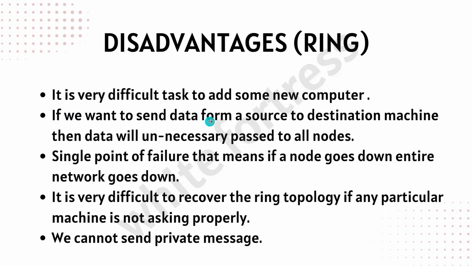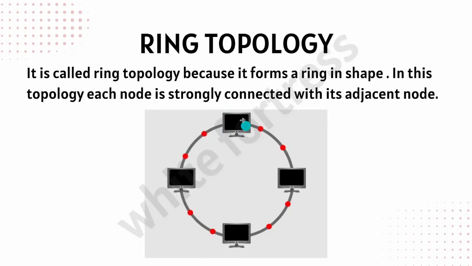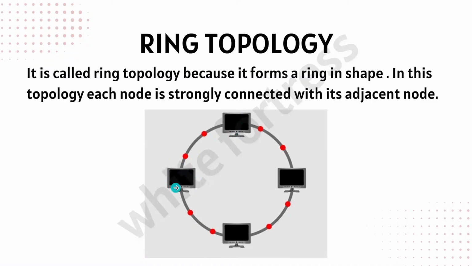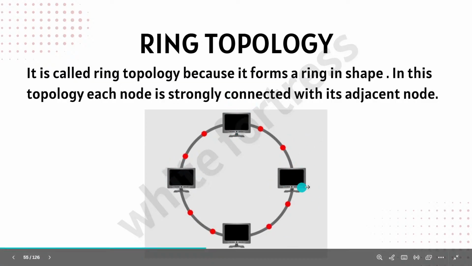If we want to send data from a source to a destination machine, then the data will unnecessarily pass through all the nodes. The data will move from one system to another, then another. Just like I told you, this is how the systems are connected, and if this system wants to send a packet to this one, the data will flow through these two systems as well, because this is how the packets will be moving.